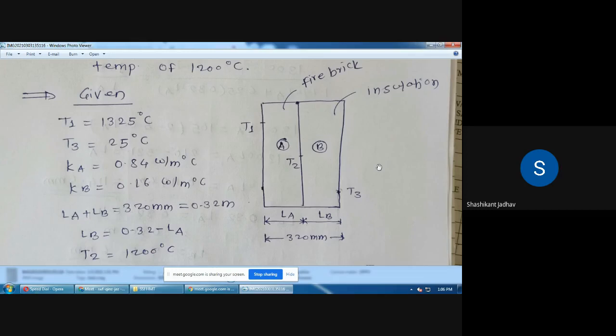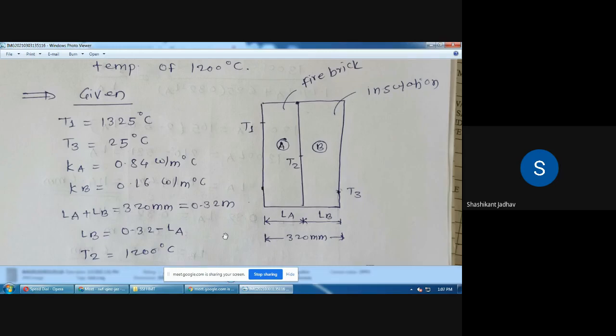Now we know that whatever heat is transferred through both plates, we have considered as Q. That means the same heat will go through plate A and the same heat will go through plate B. So in that way we have to write down the equation. Okay, and what is the thermal resistance formula? What is the thermal resistance formula for the conduction? That is LA upon K into A for plate A. And what is the thermal resistance for plate B? LB upon KB into A.